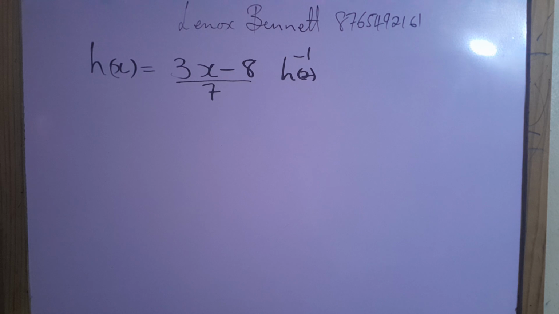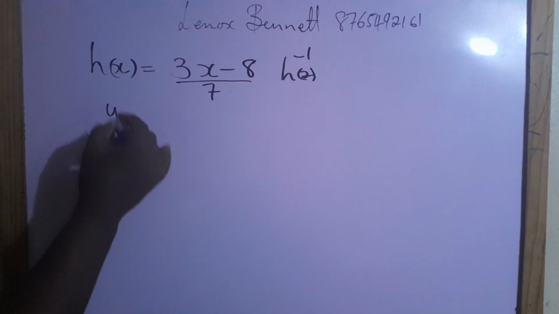Alright, let's look at this function. h of x is equal to 3x minus 8 over 7. We're asked to find the inverse of h and then put 2 where x is. So the first thing you do when you're doing inverse, you change the function to y.